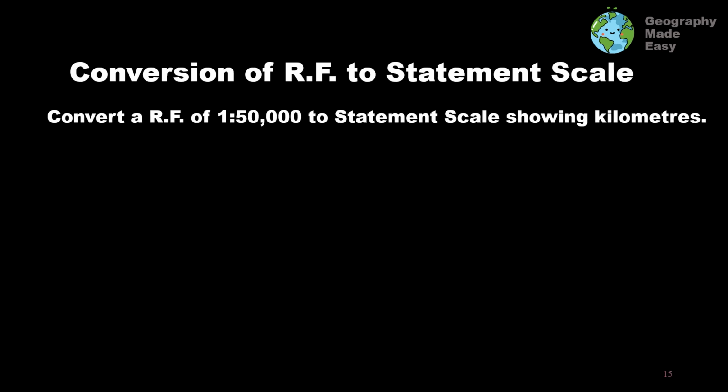We'll move on. Now we will be converting an RF to a statement scale. So in the previous two sums, we were converting statement scales into RF. Now we will convert an RF into a statement scale. So converting an RF of 1:50,000 to a statement scale showing kilometers. So again in this case we have an RF which is given. I will be using step by step all the statements in the unitary method. I will write down all these steps so that I do not make any mistakes when I am doing the conversion. Let us begin.